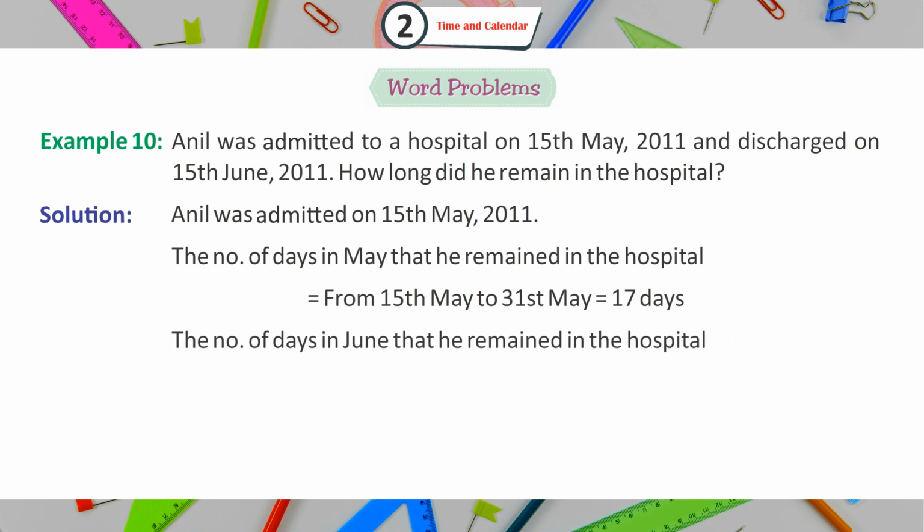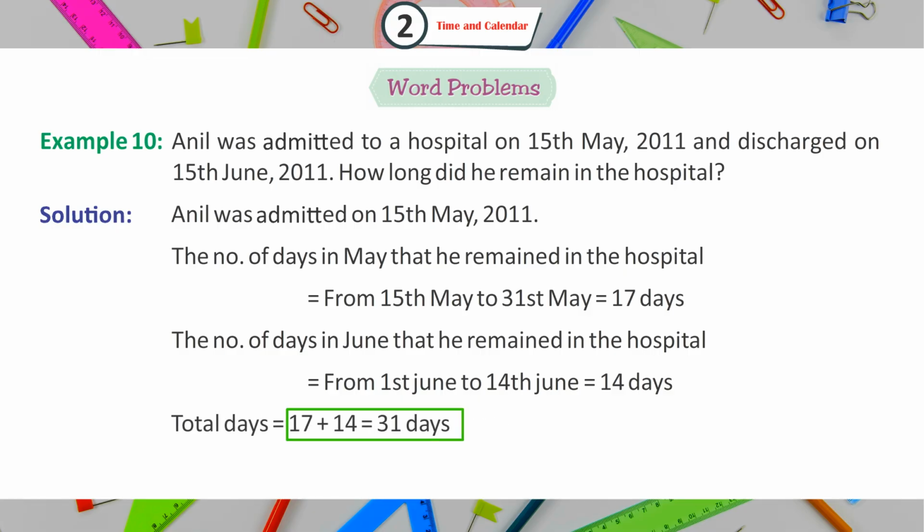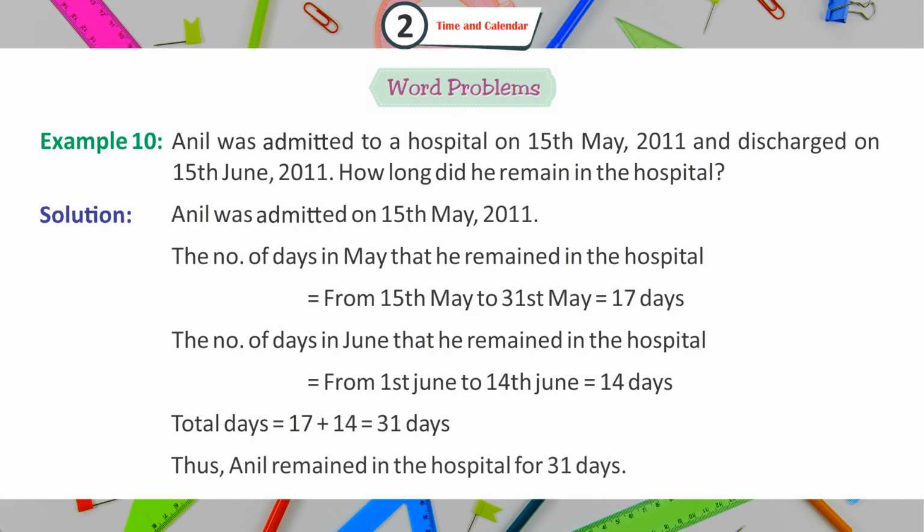The number of days in June that he remained in the hospital is from 1st June to 14th June, which is equal to 14 days. Total days is equal to 17 plus 14 is equal to 31 days. Thus, Anil remained in the hospital for 31 days.